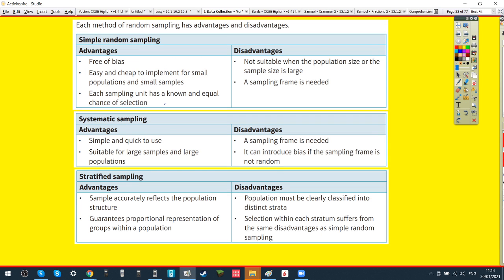Great. Okay. There are advantages and disadvantages to each of these types of sampling. And the advantages of one are disadvantages of another. Simple random is free of bias, so it's unbiased, easy, cheap, quick, that type of thing. Not suitable when the population is large and you need some kind of sampling frame, so you need the name of everyone or something like that. Stratified sampling is kind of the opposite. It's not quick, it's not cheap, it's not easy, but it's more accurate.